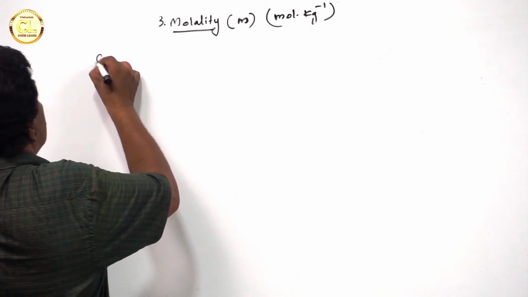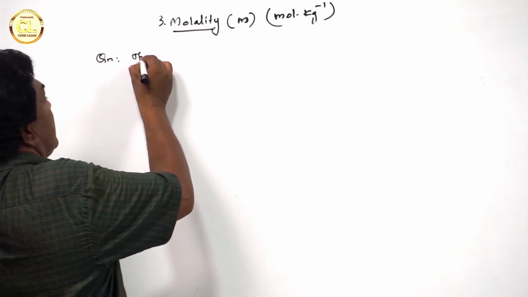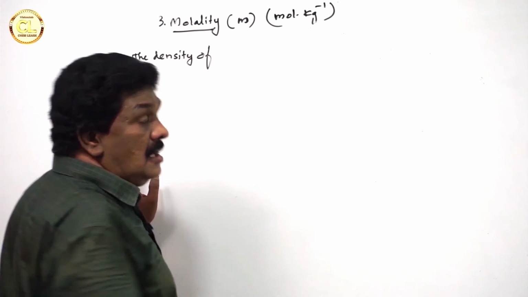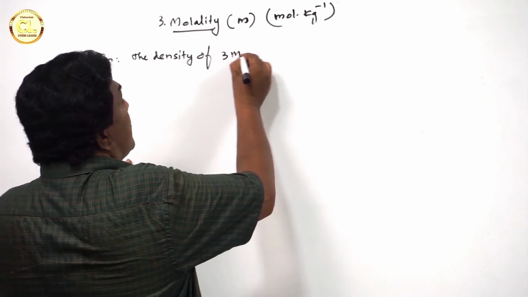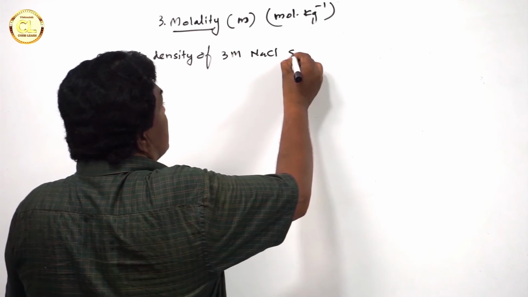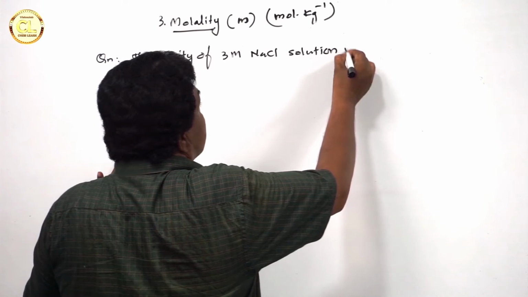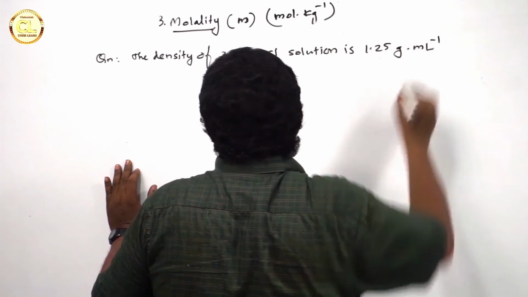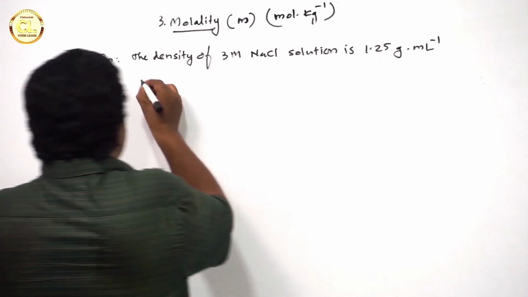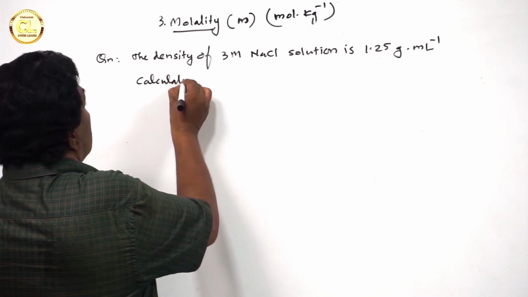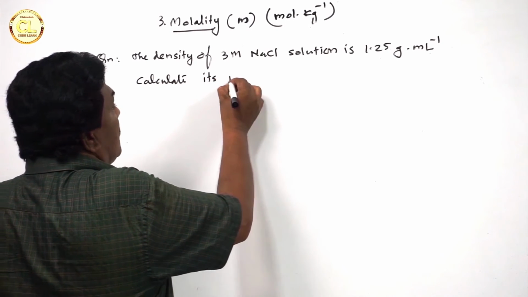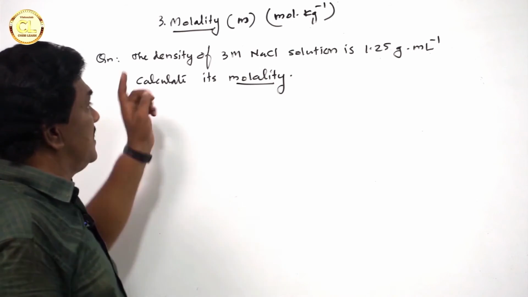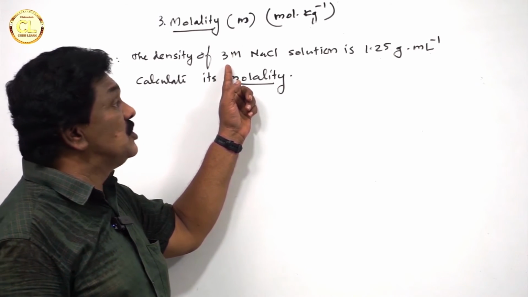Problem. Question: The density of 3 molar NaCl solution is 1.25 gram per milliliter. Calculate its molality.